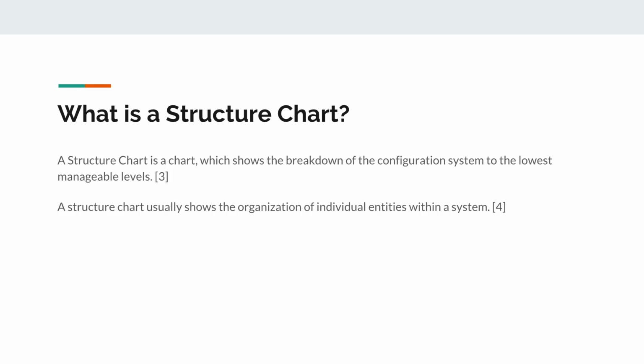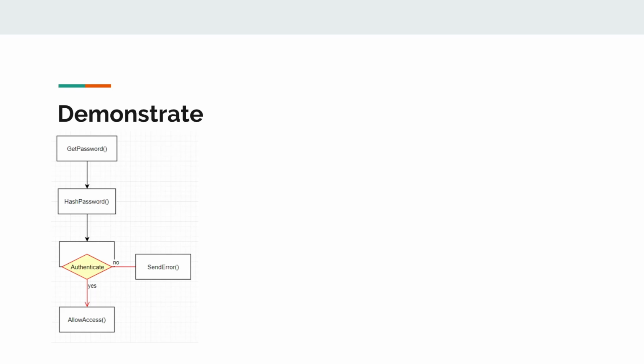They are commonly used for procedural programs, and they usually show the organization of individual entities within a system. The demonstration that we chose to use is the password authentication of our project. This structure chart shows the flow of information from the user to the system and then the result of that action. First, the user has to enter their password. Next, that password is sent to the hash password method to obscure their password so that anyone trying to find their password to access the system will be unsuccessful in doing so.